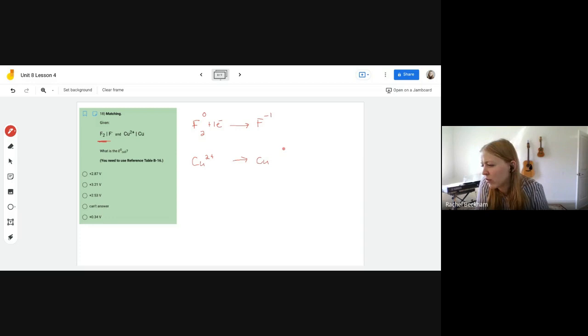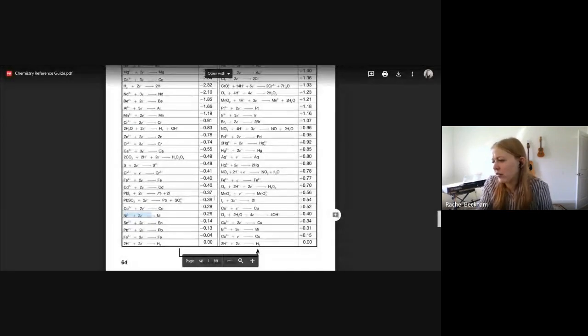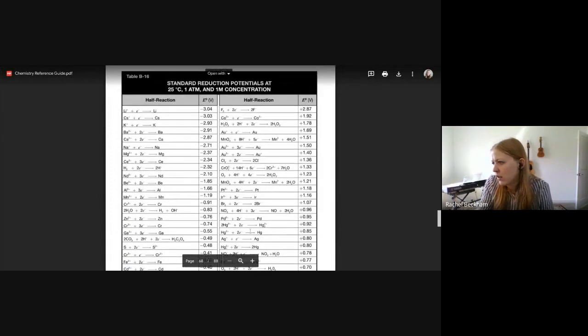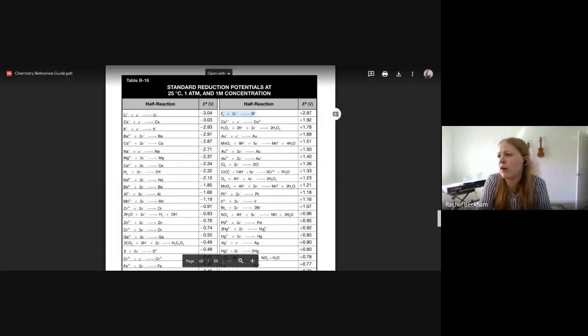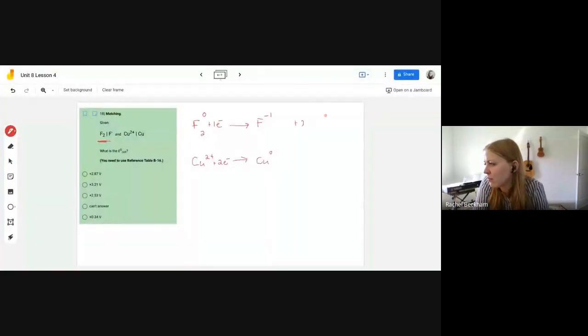And then the Cu is normal. It went from 2+ to regular 0, so it must have dropped off 2 electrons here. And now we proceed just as normal. We need to find both reactions. So let's see if we can. Here's the F2 right here. The nice thing is that the reactions are all here, so you can find it somewhere here if you're wondering if you did it right. So I'm getting positive 2.87 for this one. And for the copper, Cu2+ plus 2e-, I am getting 0.34. It's this one right here.